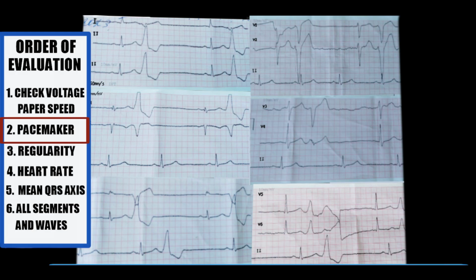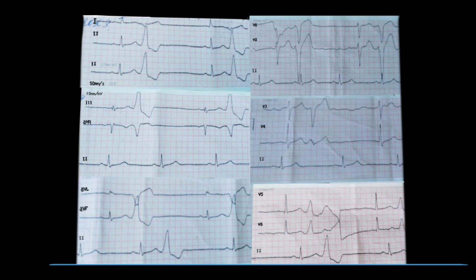Next step, regularity. For evaluation the regularity, let's check the RR intervals. As we see on the rhythm strip, there are periods of net sinus rhythm. RR interval is almost equal to each other. The first one is equal 9 large boxes or 0.9 second. The second is 9 large boxes and 3 small boxes or 0.96 second.